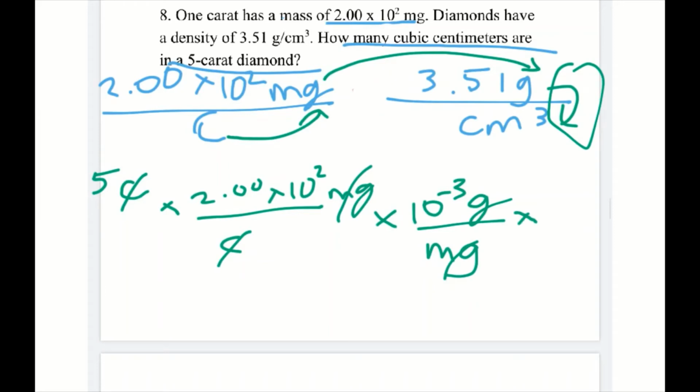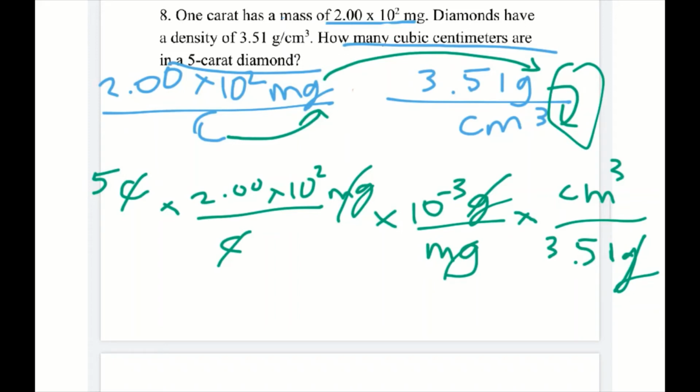So let's just multiply by that. We want grams on the bottom, so 3.51 grams, and cubic centimeters on the top. Our grams will cancel out, and we will be left with cubic centimeters. So all our units cancel out. That's amazing. Now let's combine our answer.